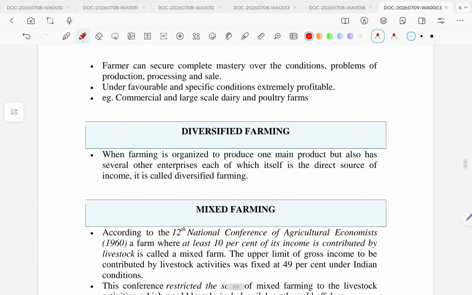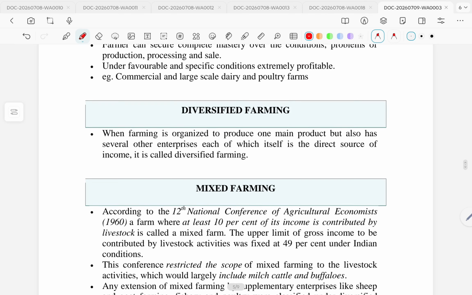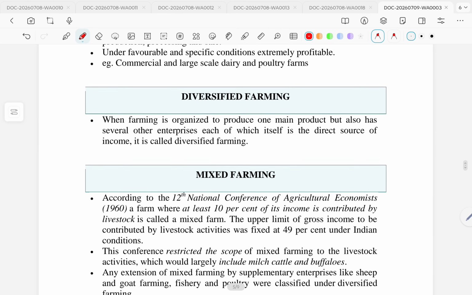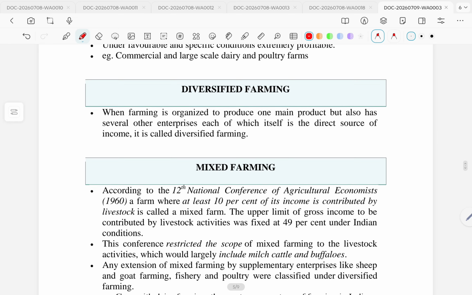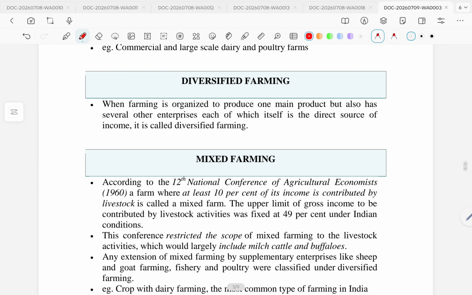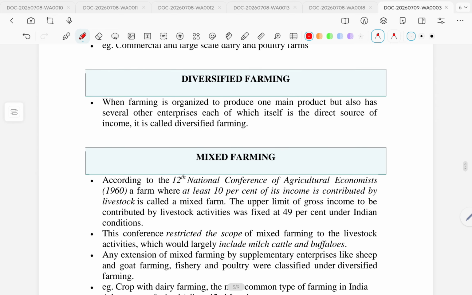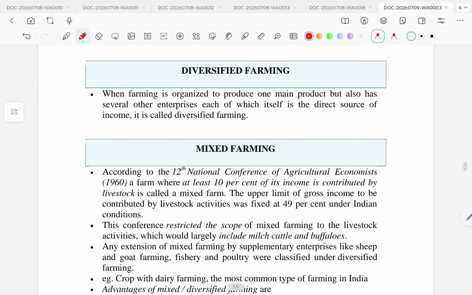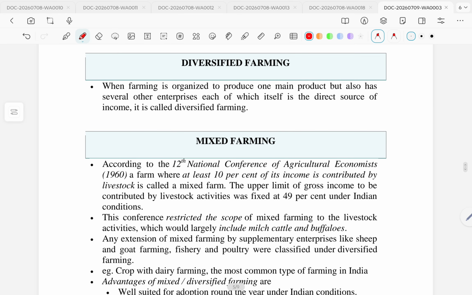Diversified farming. Diversified farming is organized to produce one main product but also has several other enterprises, each of which in sale is a direct source of income. It is called diversified farming.